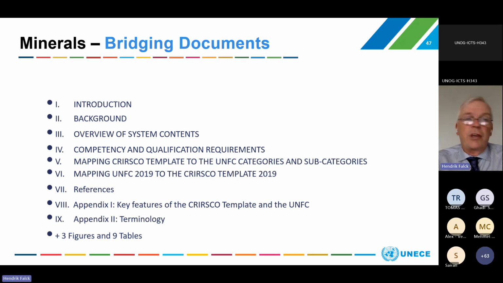And in that bridging document, there's an introduction, a bit of background on the organizations, how the different system classifications work, as well as what the competency requirements are, not only for the UN system, but also for the CRIRSCO system, and how the two competency systems should align. And then a mapping of the CRIRSCO template to the UNFC categories and subcategories, as well as a mapping of UNFC back to the CRIRSCO template, as well as relevant references and so on. So there's a lot of useful information in the guidance documents that will help you along this process.